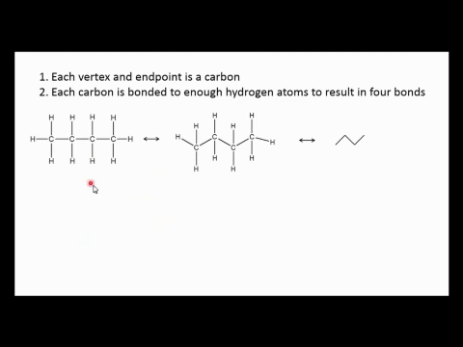Here's those rules. Each vertex, each joining place, and each endpoint, these are the endpoints and these are the vertices, is a carbon atom. And each carbon has to be bonded to enough hydrogen atoms to give that carbon atom 4 bonds. So here's our Lewis structure. C is bonded to 3 H's and 1 carbon atom.